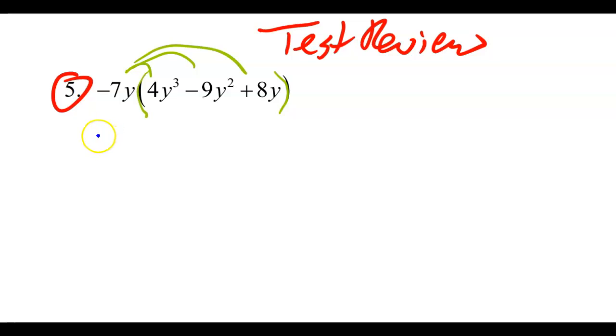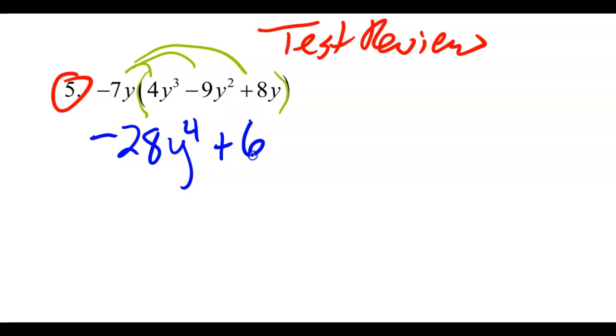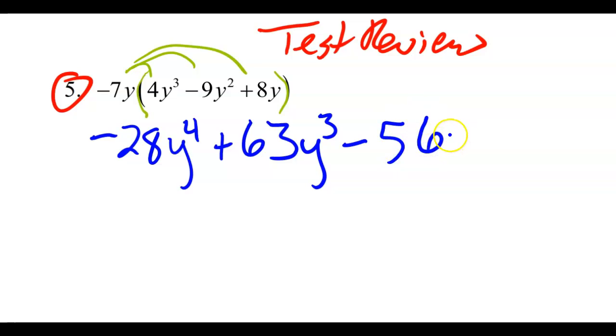-7 times 4, -28. y times y cubed, y to the 4th. -7 times -9, +63. y times y squared, y cubed. -7 times 8, minus 56. y times y, y squared. None of your variables are matching, so that is your final answer and you are done.